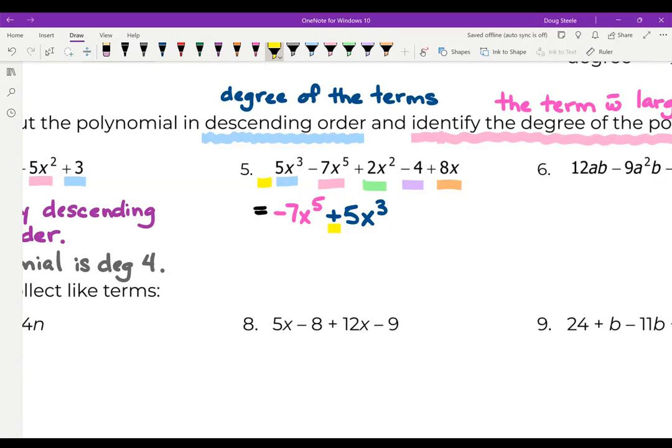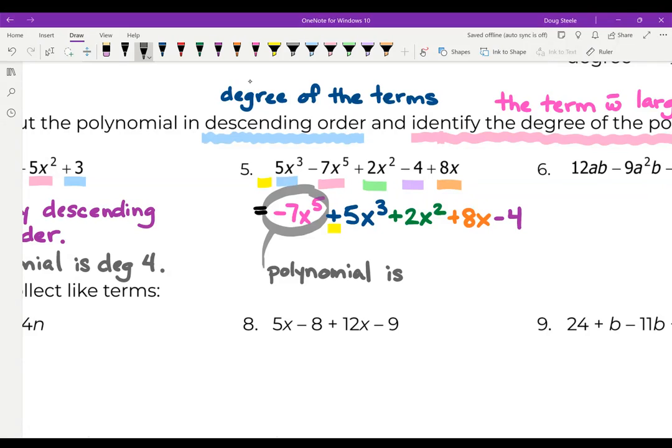Okay. The rest of it put together, we have plus 2x squared, plus 8x, minus 4. So there we go. We have it now in descending order. Now that I have it in descending order, we're looking at this first term, and the polynomial is degree, if I can spell, polynomial. Sorry, sometimes I get ahead of myself in my head, and it doesn't actually transfer to when I'm writing it down. So our polynomial in this case is degree 5.